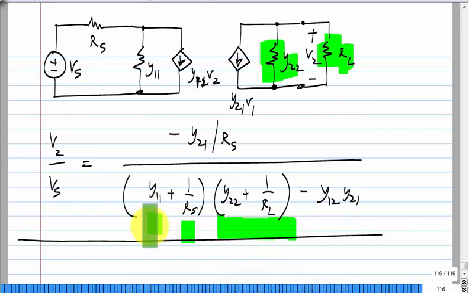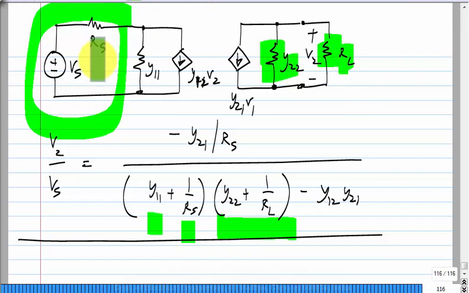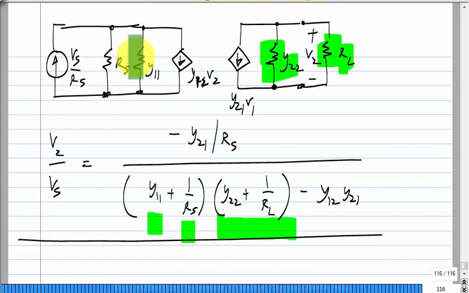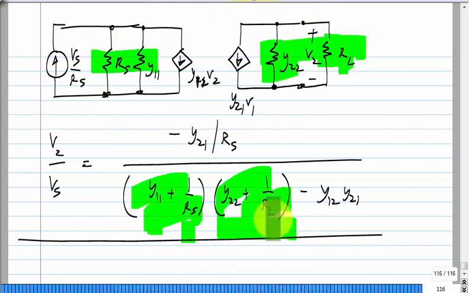What about this? What is an equivalent of this? What is an alternative way of representing this? What's the value? Vs by Rs and Rs. So they are indeed in parallel. So these two are in parallel. That's why we get that. These two are in parallel. That's why we get this.